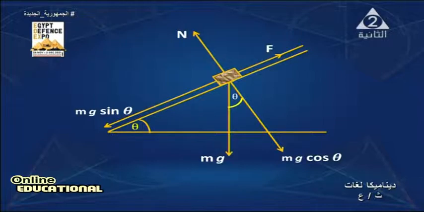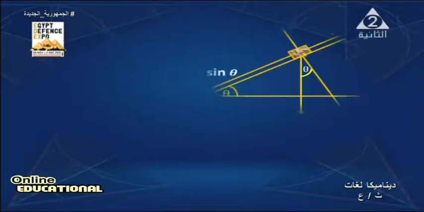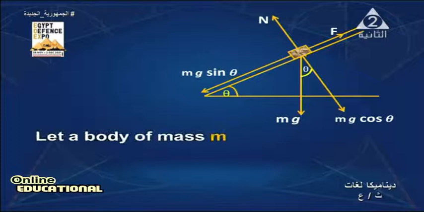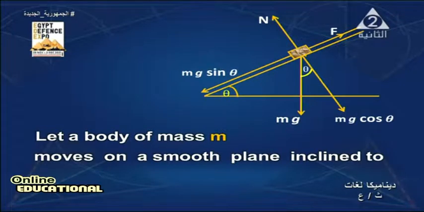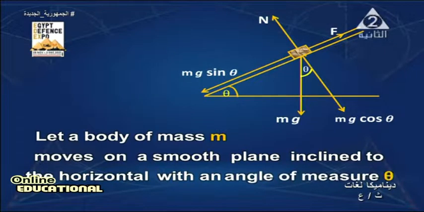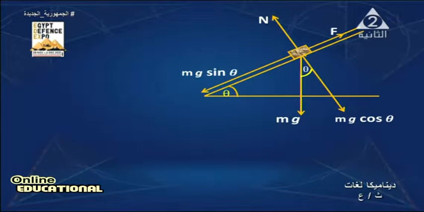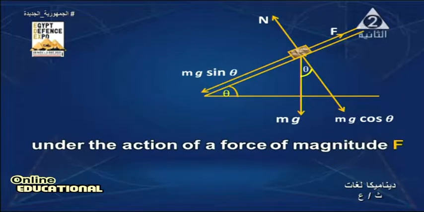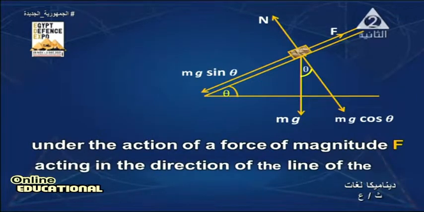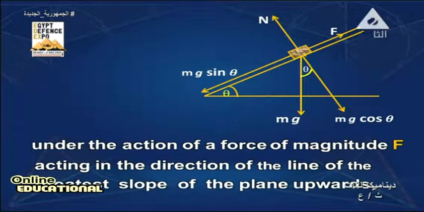Let a body of mass m move on a smooth inclined plane, inclined to the horizontal with an angle of measure theta, under the action of a force of magnitude F acting in the direction of the line of greatest slope of the plane upwards.